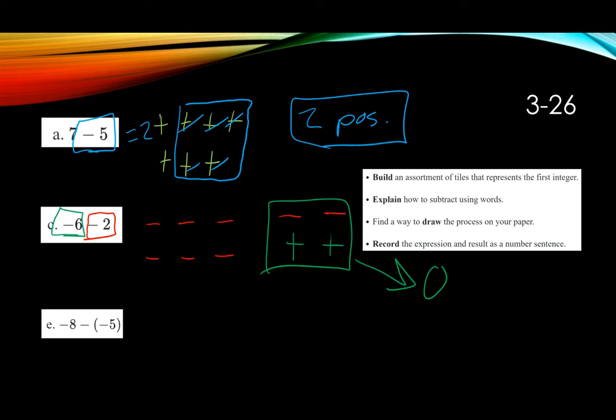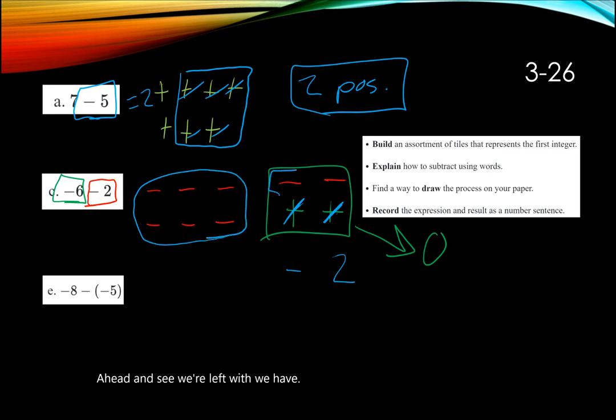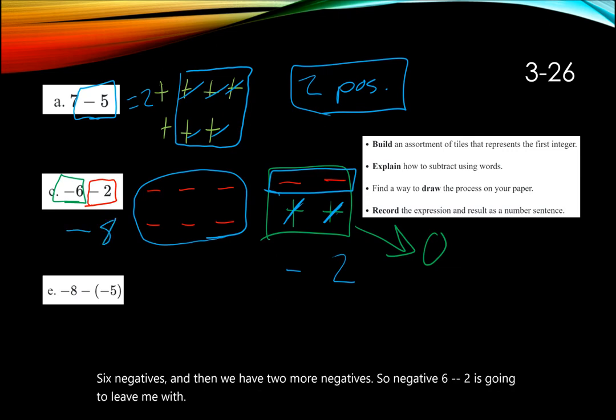And then if I take away +2, okay, so I'm going to take away my positives here. So take away that one positive, taking away another positive. So I'm subtracting +2. Then what am I left with here? Let's go ahead and see what we're left with. We have 6 negatives, and then we have 2 more negatives. So -6 minus 2 is going to leave me with -8.